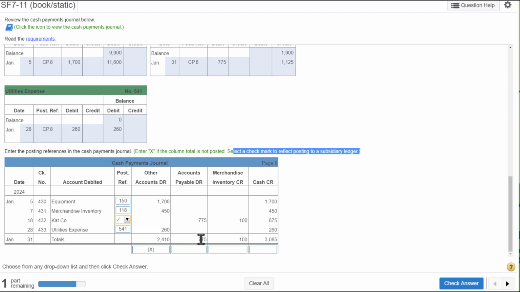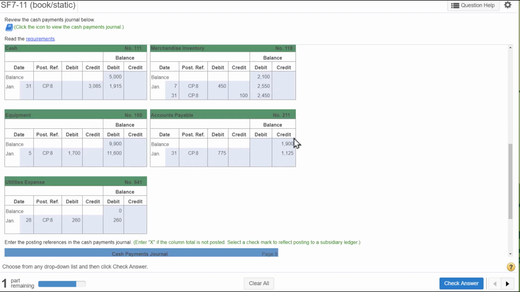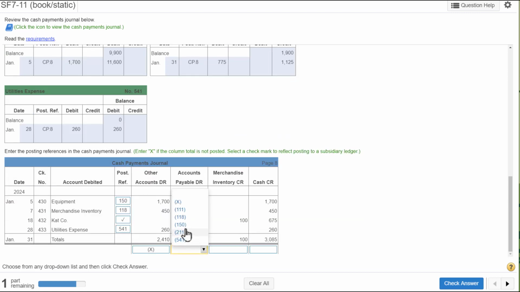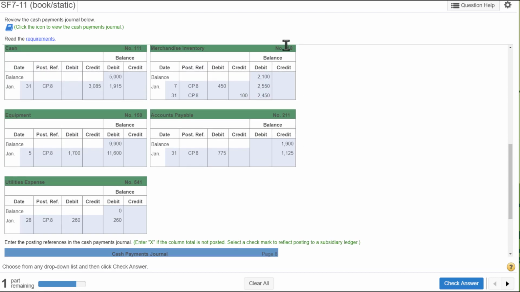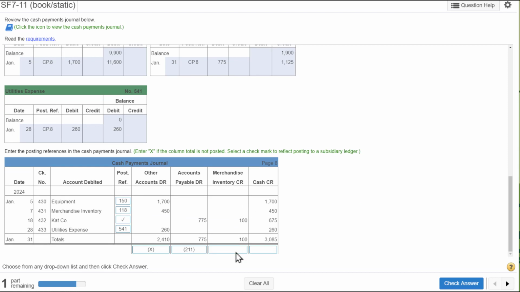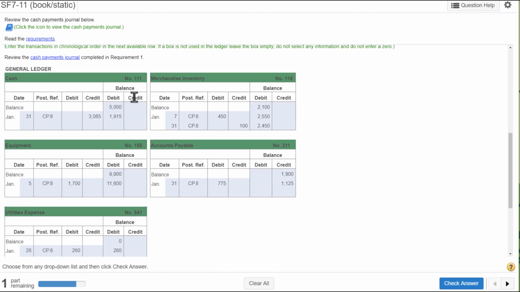Remember, the check mark means that we posted it to the subsidiary ledger. And then we've got 775 that we posted to the AP ledger, or AP in the ledger, which is account 211. So we're going to put 211 here. And then the $100 total was posted to inventory, which is account 118. And then this 3,085 was posted to cash, which is probably 111, and it is account 111.